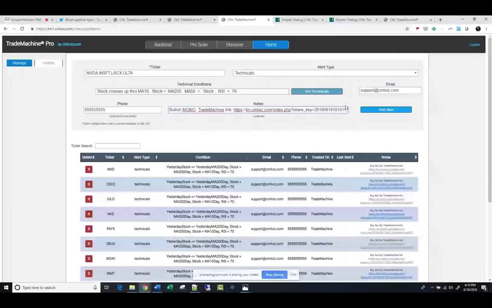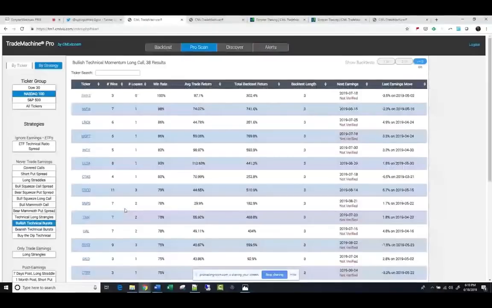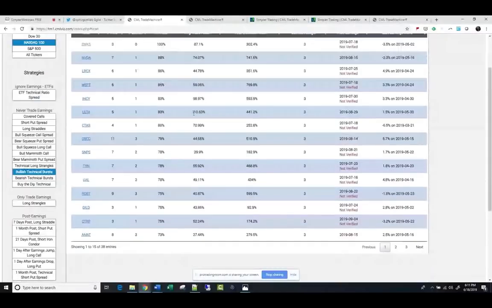Obviously, you can do the same thing on the scanner with the bearish technical bursts. Now, those are the last 4 strategies I'm going to talk about, and the last alerts I'm going to talk about officially. Now, I'm just very briefly going to show you other things that are here. I know that Henry's been doing some amazing things with ratio spreads. We have a ratio spread scan, and we found basically what he's finding.